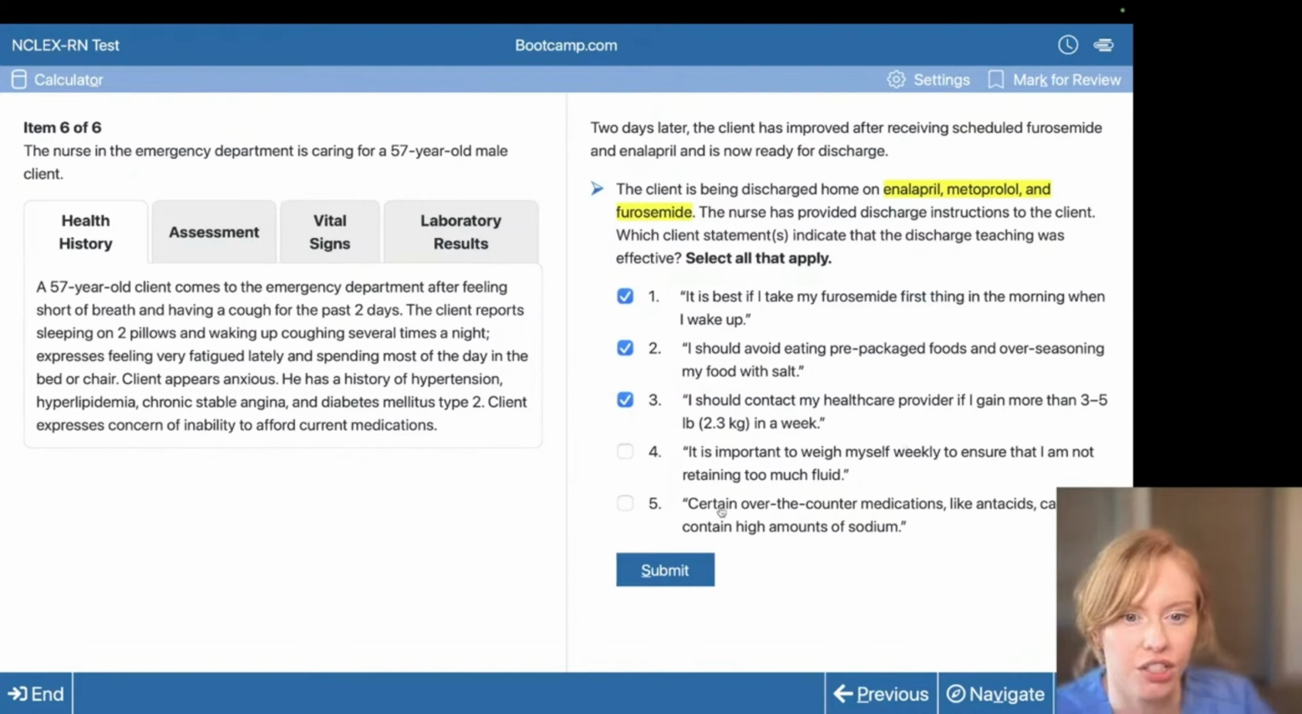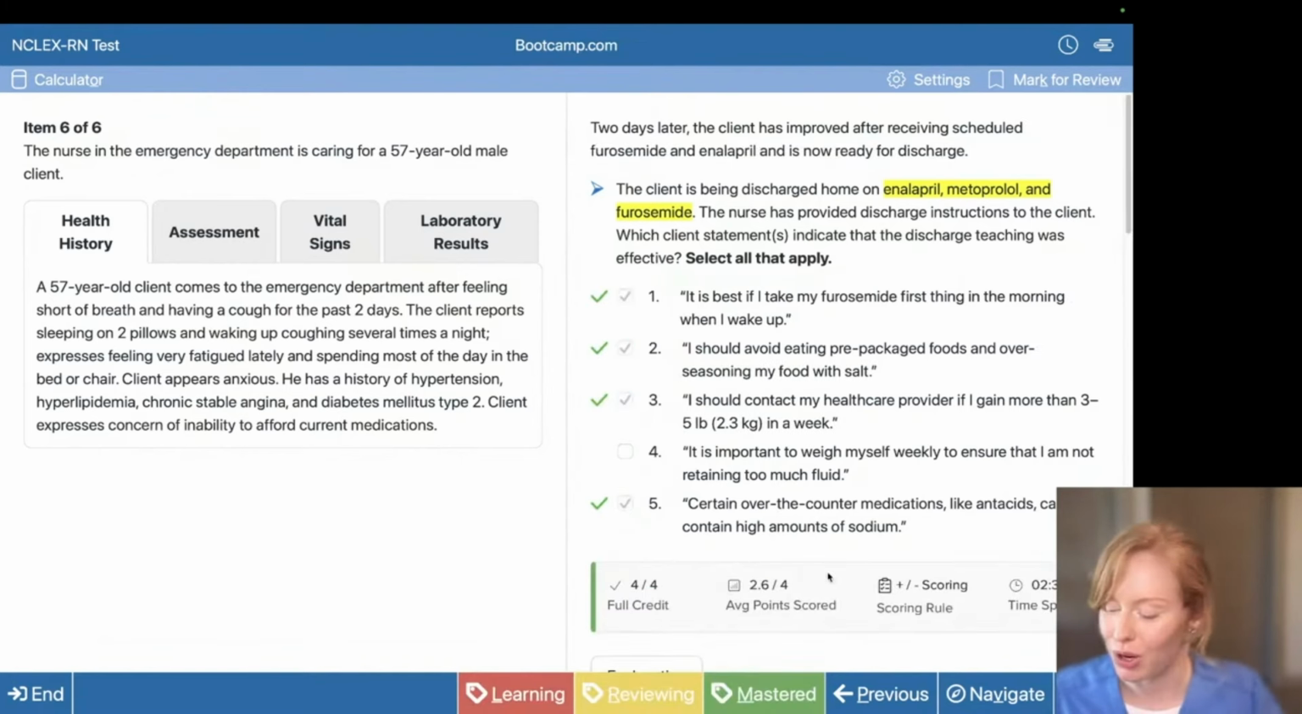Then, okay, certain over-the-counter medications like antacids can contain high amounts of sodium. Yes, many of them contain sodium. Some of them contain other electrolytes like calcium carbonate is in Tums. And so we want to make sure that they don't have any drug interactions. And we're correct.